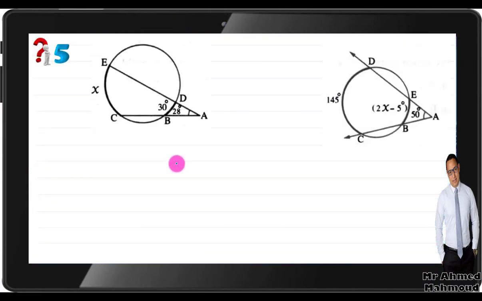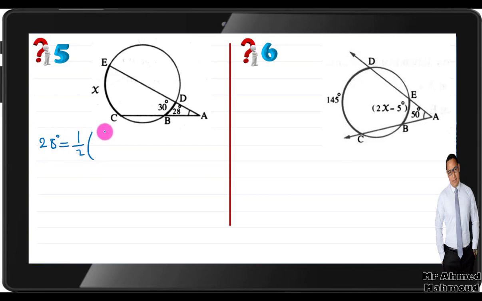Number 5. Okay, 5 and 6 appear together, it's okay. Here I can make an equation. Angle A, or 28 degrees, equals half, open brackets, x minus 30. First, I'm going to send the half divided, so x minus 30 equals 28 divided by half, which equals 56, and send 30 there plus, so x equals 56 plus 30 equals 86 degrees.